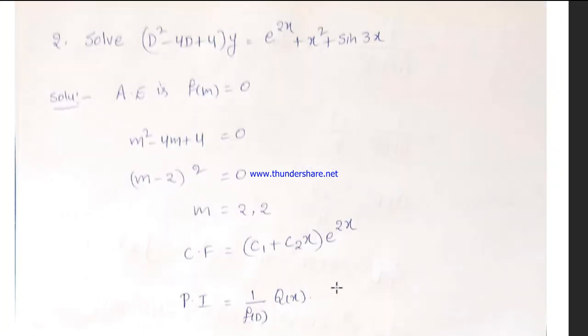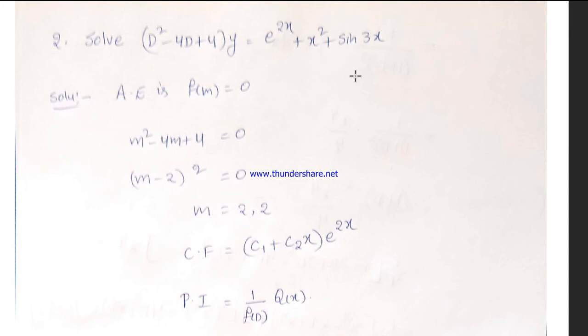Next example is solve d square minus 4d plus 4 into y is equal to e power 2x plus x square plus sine 3x. So this sum is with three types of q of x. So q of x is equal to e power ax, and q of x is equal to x power k, and q of x is equal to sine bx, means a combination of three forms of particular integral.